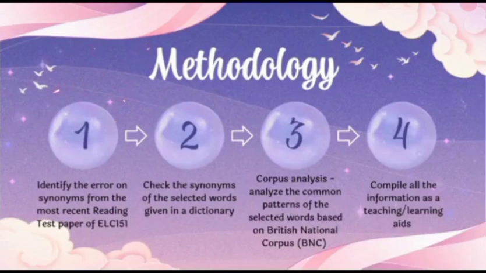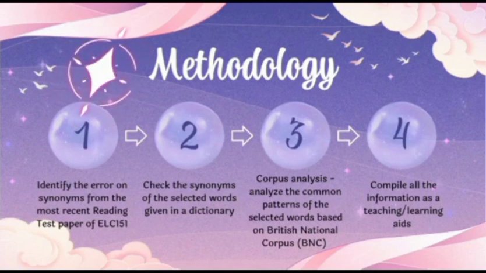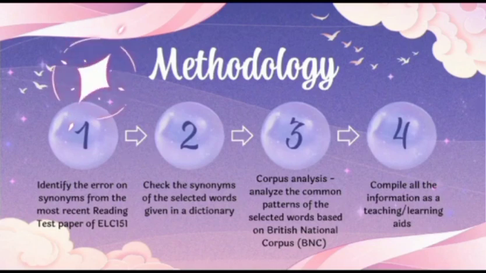Next is the method used to answer the research objectives. First, we identified students' errors in the synonyms from the most recent reading test of ELC 151. Then, we referred to the Oxford and Collins Cobuild dictionaries to find out how the words are defined and explained in these two dictionaries. Following this, a corpus analysis was conducted to identify the typical patterns of the selected words based on the British National Corpus, or BNC. Finally, we compile all the information from the corpus findings to assist lecturers in teaching synonyms.